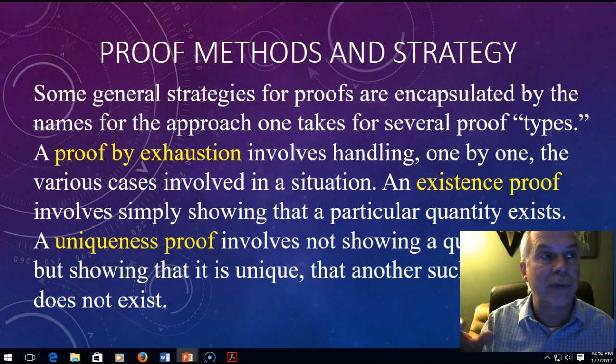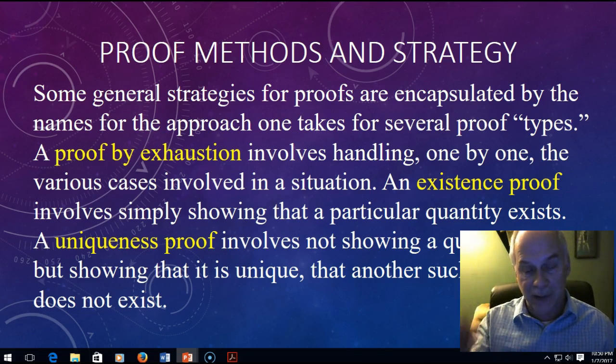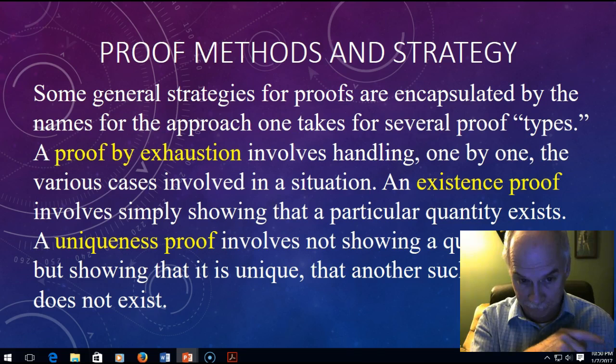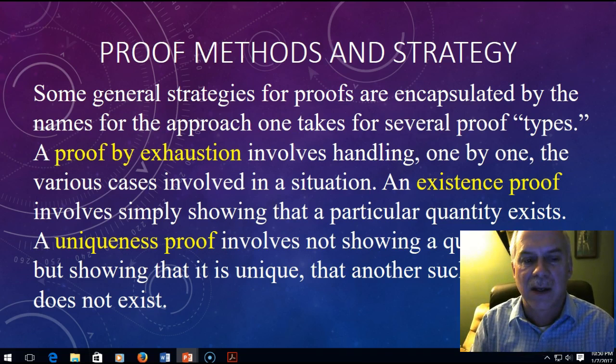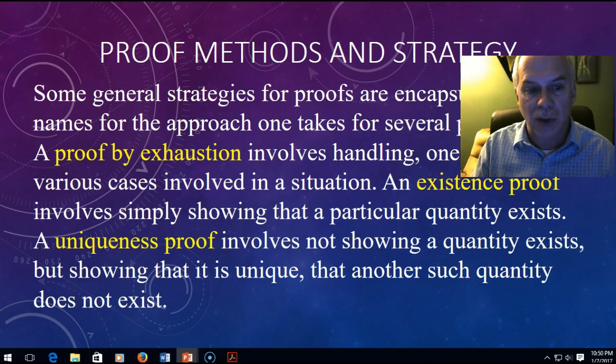Okay, so prove that there's 3 integers so that a squared plus b squared equals c squared, so that they work in that formula. Well, that would be pretty easy, especially because that's the Pythagorean theorem, and you know that there's 3 integers that work with that, like 3, 4, and 5. The third type is called a uniqueness proof, and this involves not showing a quantity exists, but showing that it is unique, that another such quantity does not exist. And so we'll talk about that.